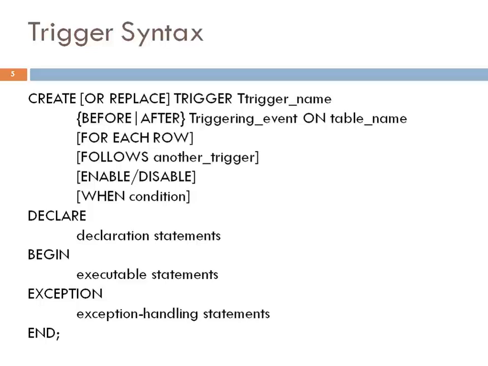Then after that you have the declare, and in the declare portion you give the variables that you want to use in this trigger. Then in the begin part you can give what this trigger should execute, what are the things that this trigger is going to do, and in the exception part you have to give the exception handling statements, that if some exceptions occur while executing this trigger, then what should happen. And last is the end keyword.